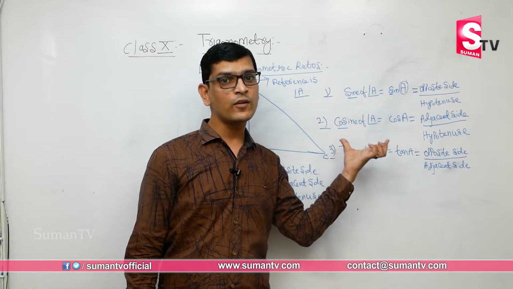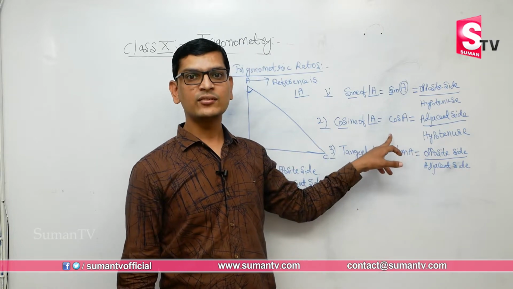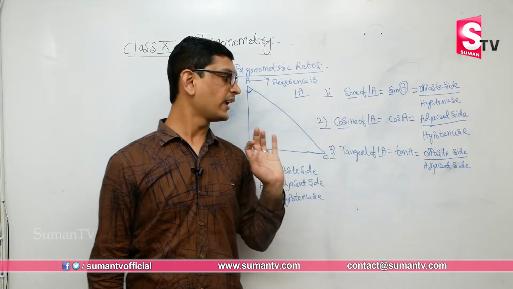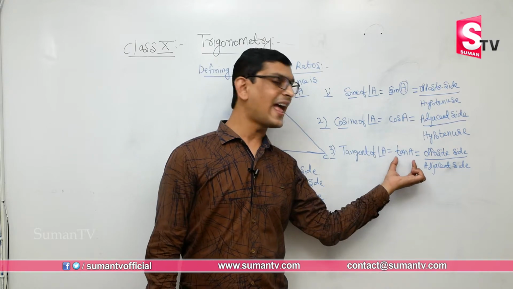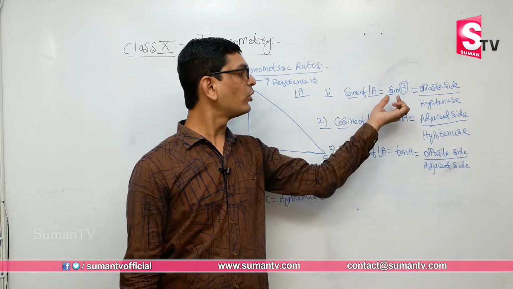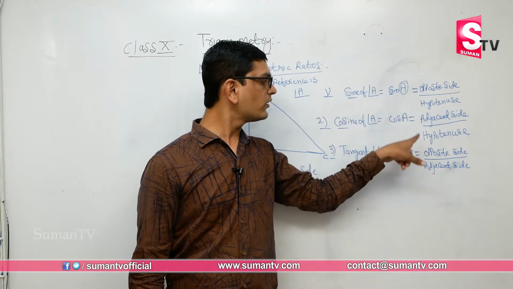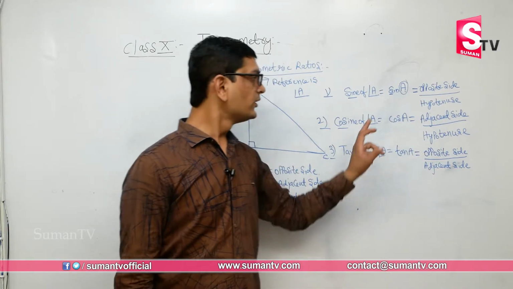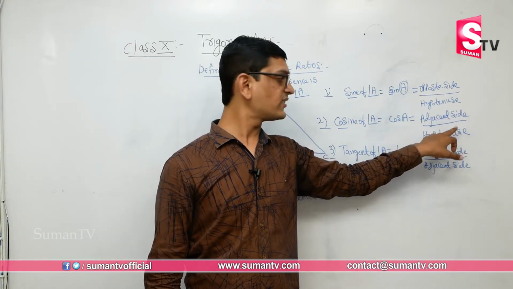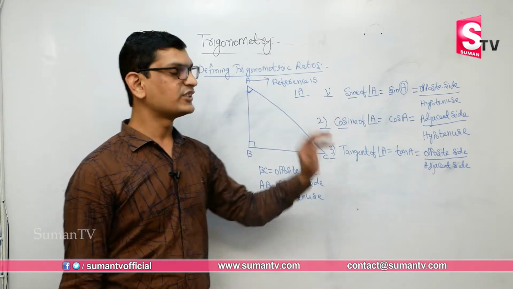This is cosine of angle A. We will read it as cosine of angle A, but we will write it in short as cos A. Tangent of angle A, we will write as tan A. So you have to be very particular about the way you write a trigonometric ratio. In all the concepts, I have taken A as capital. So sine A equals opposite side by hypotenuse, cos A equals adjacent side by hypotenuse, and tan A equals opposite side by adjacent side.